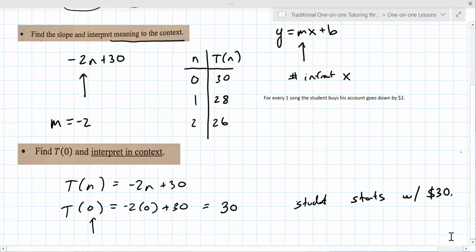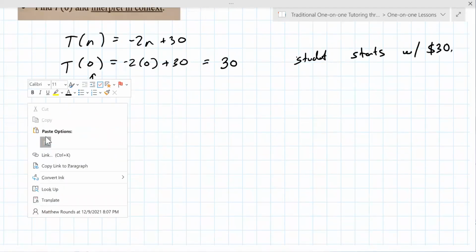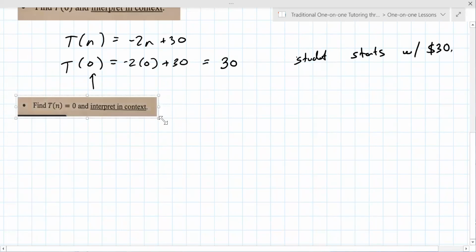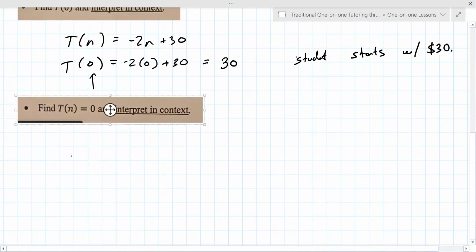All right, this next one again, it's not meant to be confusing. Do you understand that when you're finding T of 0, n is 0, like 0 replaces n? This next one is not the same, but somehow it's not made clear that it's not the same. It's saying that T of n equals minus 2n plus 30. What they're saying is replace T of n with 0.